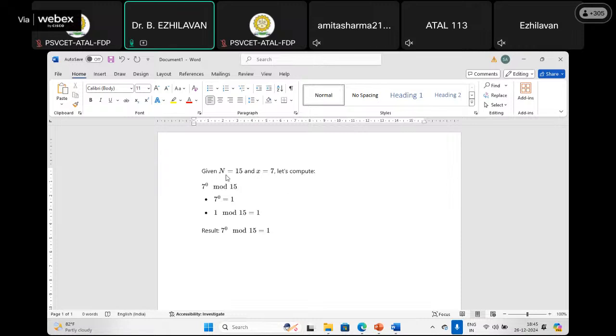See, for given n equal to 15 and x equal to 7, how we are computing: 7 power 0 mod 15. 7 power 0 equals 1. So 1 mod 15 means the remainder is the modulus. So 1 divided by 15, the remainder will be 1. We are not using decimal points here. Similarly, 7 power 1 means 7 will be there. So 7 by 15, 7 will be the remainder. So 7 power 1 mod 15 will be 7.